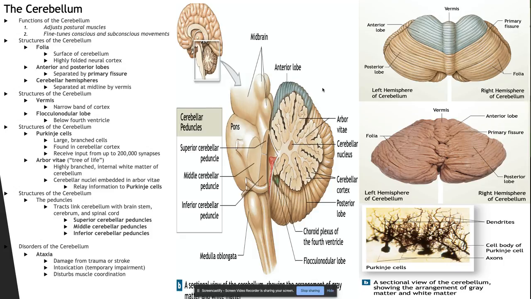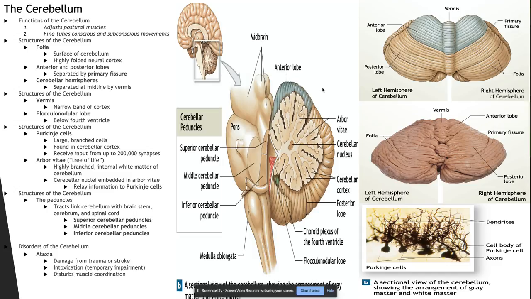make the movement smooth. The cerebellum has a complex, highly convoluted surface composed of neural cortex, and the folia, or the folds of the cerebellum surface, are less prominent than the folds of the surface of the cerebral hemispheres. The primary fissure separates the anterior and posterior lobes, and along the midline, a narrow band of cortex known as the vermis separates the cerebellar hemispheres, and the flocculonodular lobe lies between the roof of the fourth ventricle and the cerebellar hemisphere of the vermis.